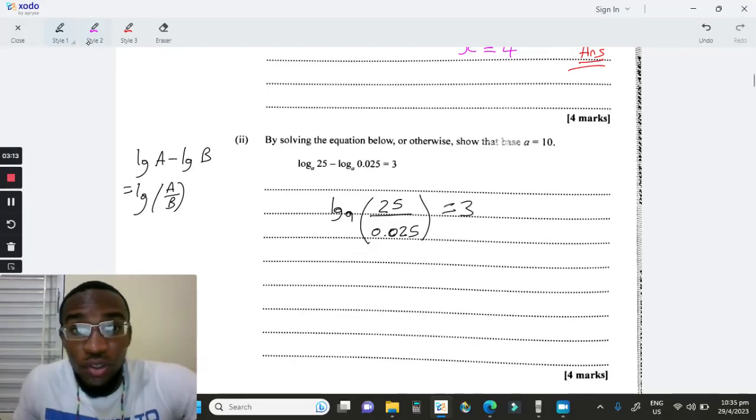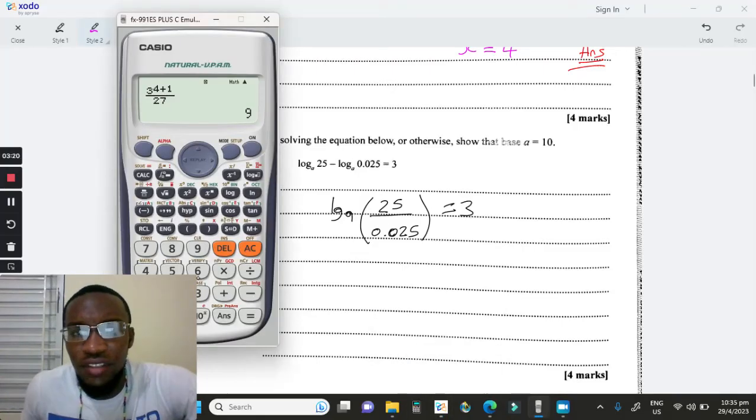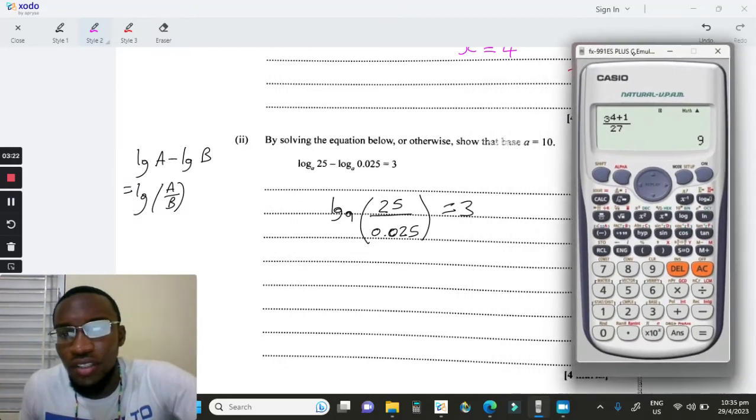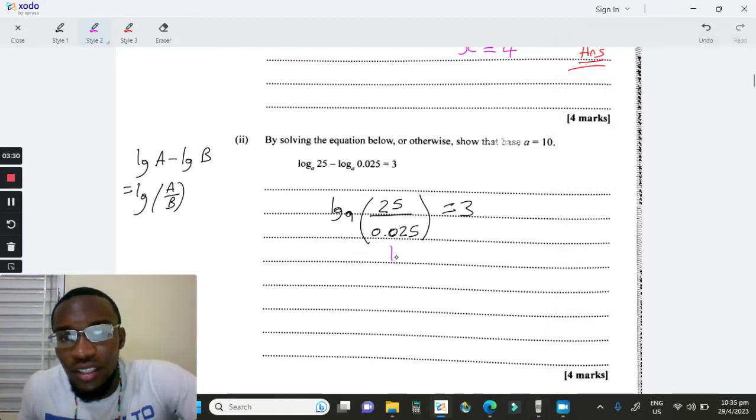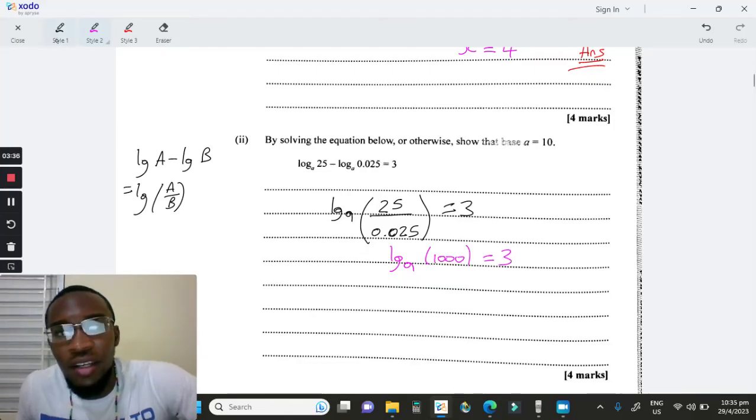Now we have to remember the definition of logarithm. First simplify that before we use the definition. So simplify 25 divided by 0.025, and that's giving you 1,000. So this is log a of 1,000 is equal to 3. The definition of logarithm is telling us that a to the third power is equal to 1,000.